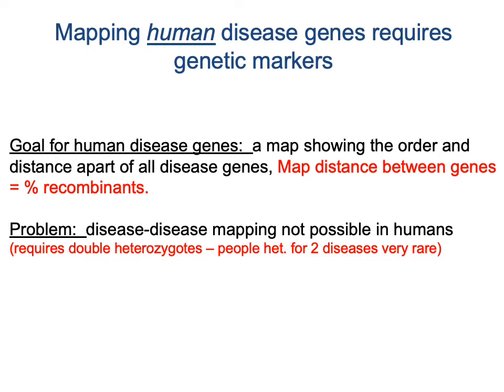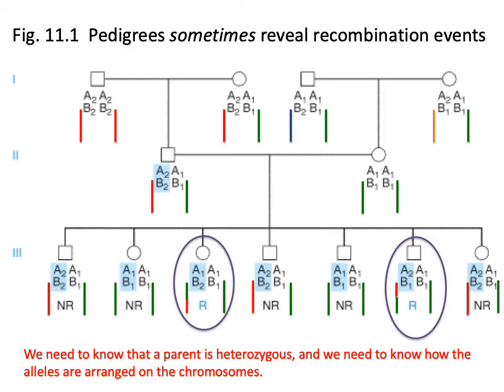It would require double heterozygotes, so people who are heterozygous for two different diseases, and then we would be able to do this kind of mapping. But again, it's very rare that people would be heterozygous for two different diseases. When we look at pedigrees, there's another limitation, which is that only sometimes do they reveal these recombination events. It depends on what kind of information is available for all of the individuals within a pedigree.